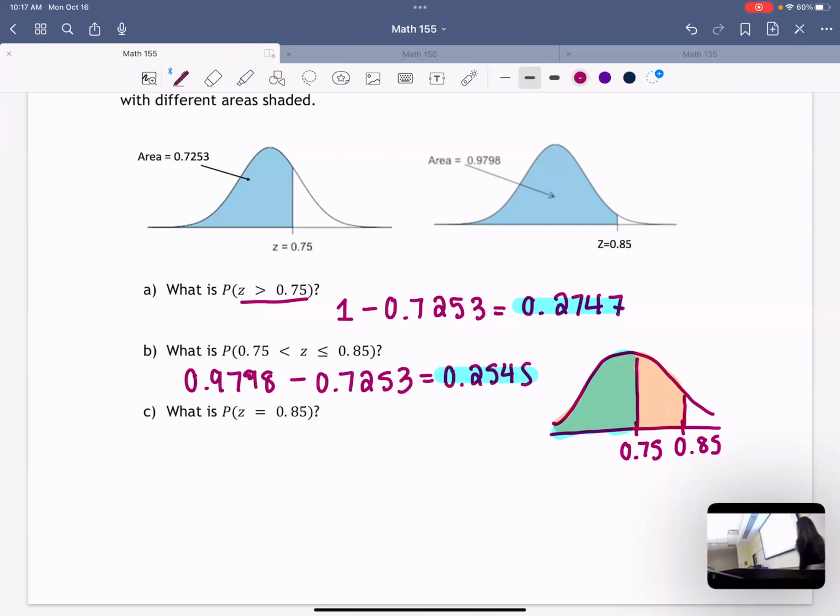Okay. So basically, if you're ever given two less than probabilities, to get to the middle probability, you just subtract the two less than probabilities. Okay. Does that kind of make sense? Cool. We'll be doing that a lot in this class.